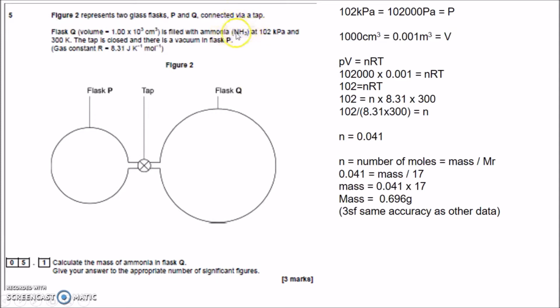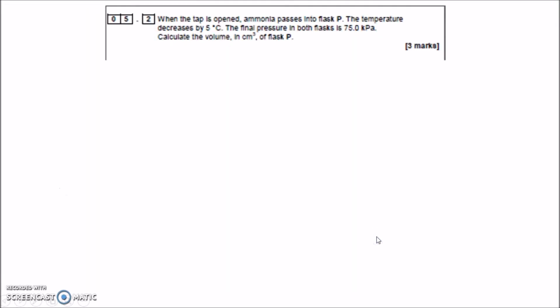Now I'm given the formula of ammonia. I wonder why I've been given the formula, probably so I can work out MR, because number of moles is mass divided by MR, and I've just worked out the number of moles, it's 0.041. Nitrogen's 14 and hydrogen's 1, I've got 3 hydrogens, so I've got 14, add 3 ones, 17. So number of moles 0.041 is mass divided by the MR, 17. Mass is 0.041 multiplied by 17. My mass is 0.696. Now, how many significant figures? 1.00 is 3 significant figures. 8.31, 3 significant figures. 102, 300. They're all to 3 significant figures. So let's get 3 significant figures: 0.696 grams.